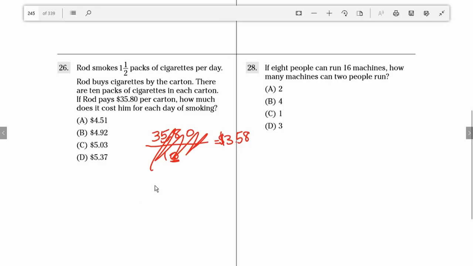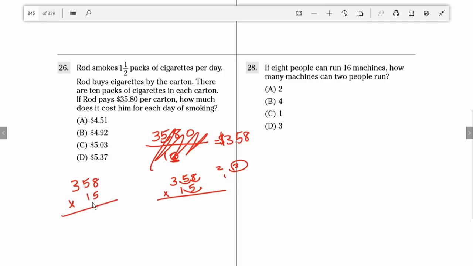We know he smokes 1.5 packs a day. So we're going to do 3.58 times 1.5. Again, we're multiplying decimals. So we have to make these whole numbers. I'm going to move this decimal place twice. Move this decimal place once. 2 plus 1 is 3. So we move 3 decimal places total. I'm going to rewrite this. 358 times 15. Now these are whole numbers.